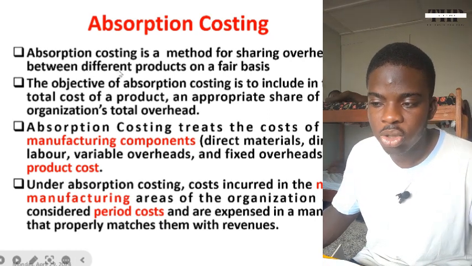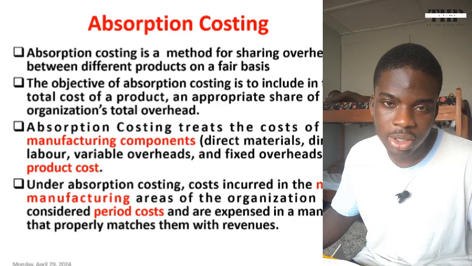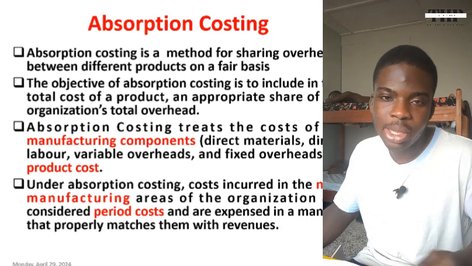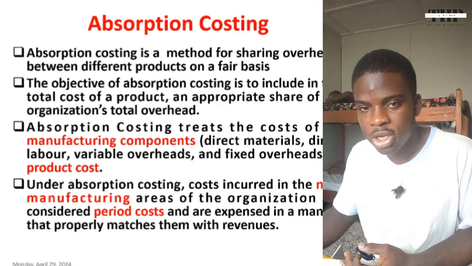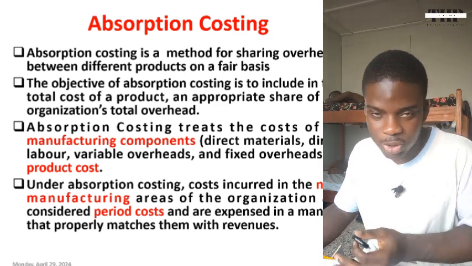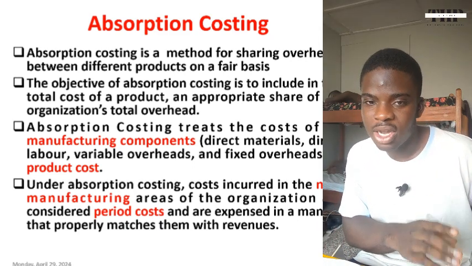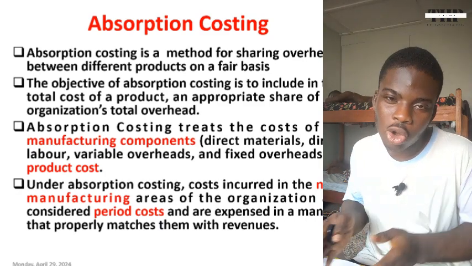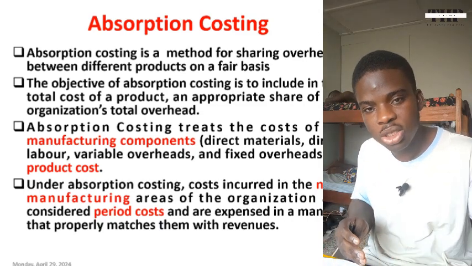So let's talk about absorption costing first. Absorption costing is a method of sharing overheads between products on a fair basis, right? So what we did in week 3, the allocation of overheads to the production cost centers, that's actually a step in absorption costing, and I explained that in that video. But we'll not be talking about allocation of overheads over here. In this, we'll be focusing more on the total cost per unit side, how to use absorption costing to find the total cost per unit of a product.